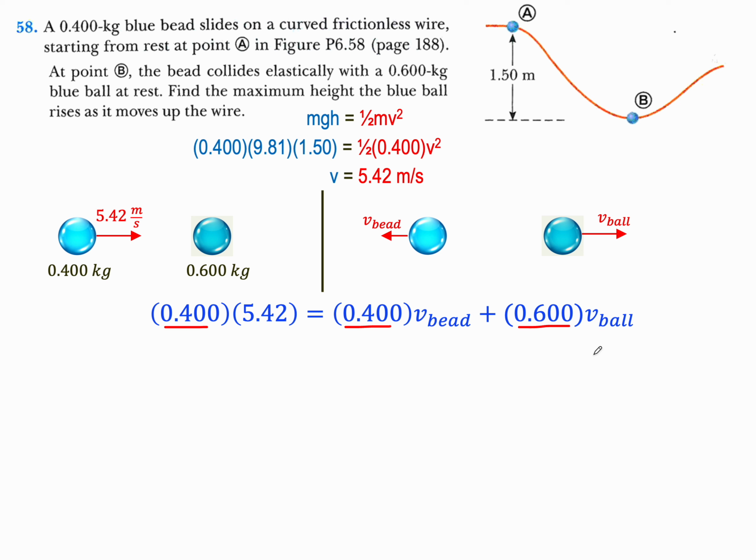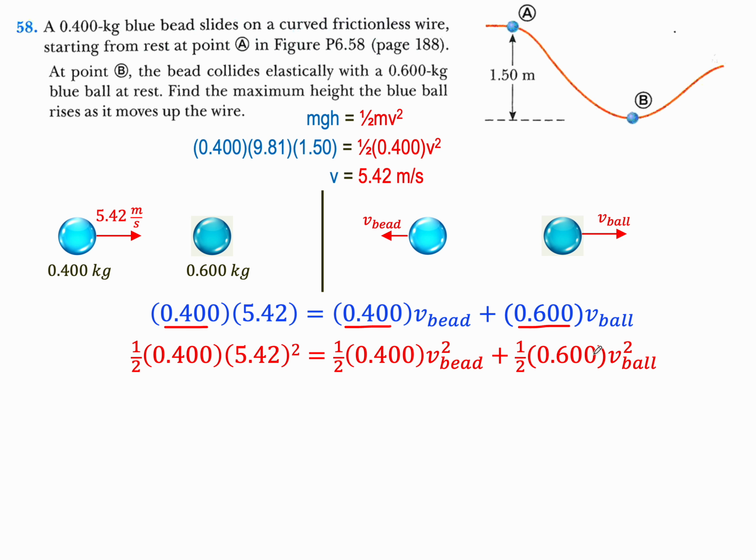We also know that in elastic collisions, there should not be any energy dissipated, at least in perfectly elastic ones. So what are we assuming in this case? The kinetic energy before, which is the kinetic energy of the bead before the collision, must equal the kinetic energy of the bead after the collision plus the kinetic energy of the ball. We have two equations with two unknowns. Our two unknowns are the velocity of the bead and the velocity of the ball.